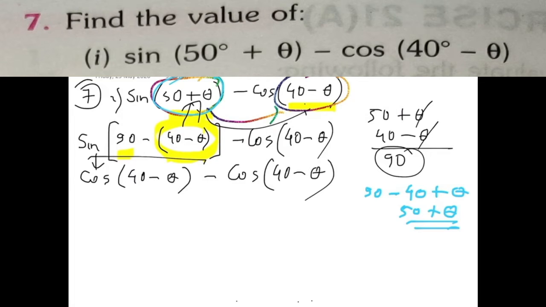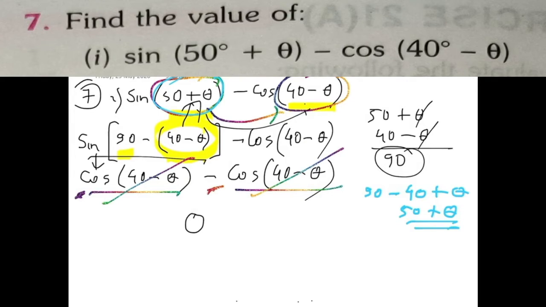The second one we are not changing. Now you see, this is cos 40 minus theta, and this is cos 40 minus theta. Both of them are the same. The first one is positive, there is no sign, and the second one is negative. So this and this can be cancelled. Cos 40 minus theta positive and cos 40 minus theta negative can be cancelled, and your answer is 0.